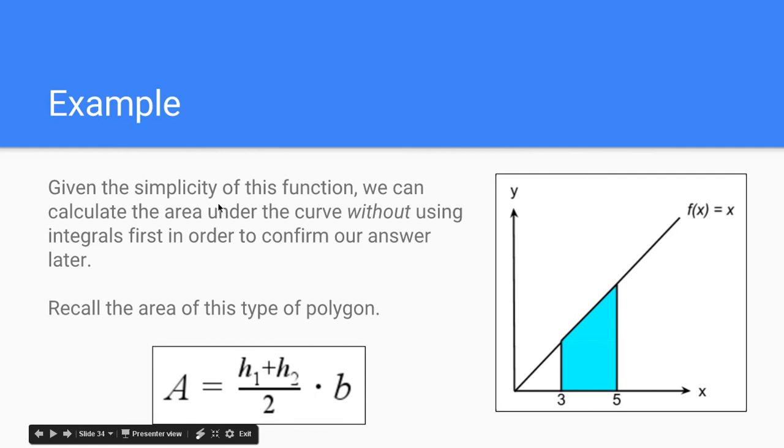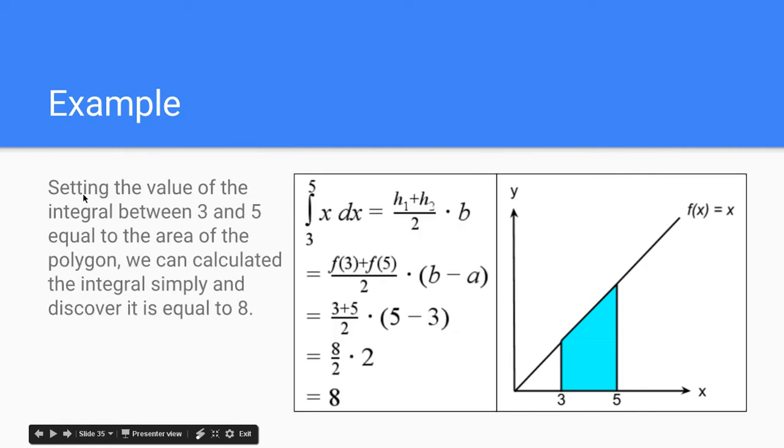Given the simplicity of this function, we can calculate the area of the curve without using integrals first in order to confirm our answer later. So recall the area of this type of polygon is the average of the two heights times the base. So here, setting the value of the integral between 3 and 5 equal to the area of the polygon, we calculate the integral simply to discover it is equal to 8. Usually your integral is not equal to this. It just happens in this case that this integral is equal to this.